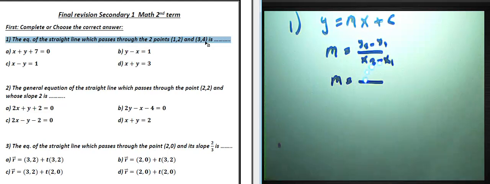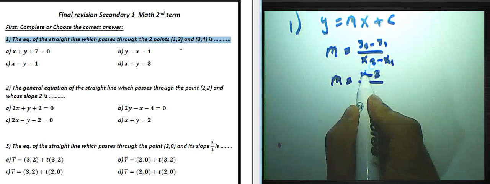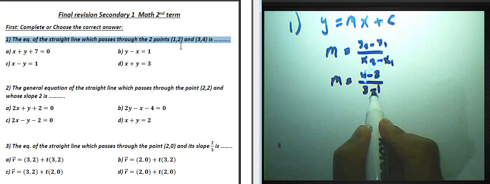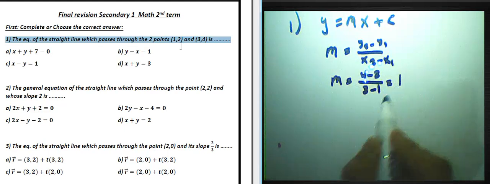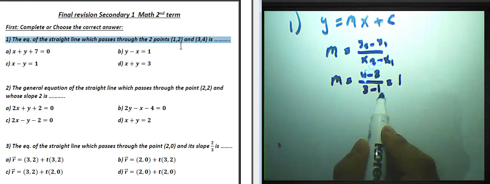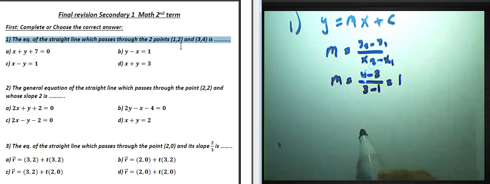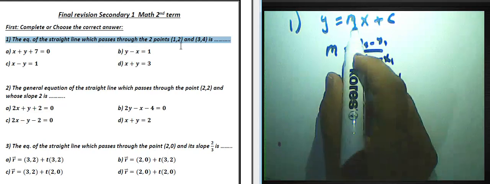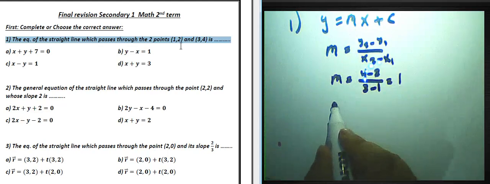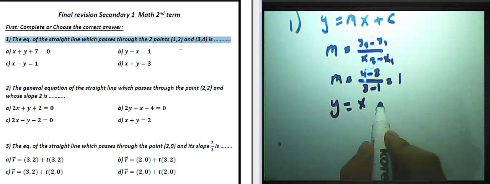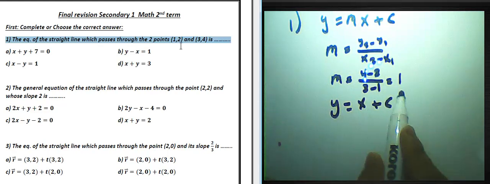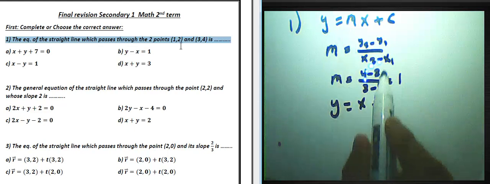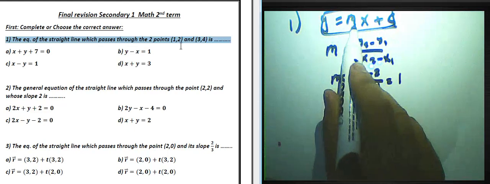Look here: 4 minus 2 over 3 minus 1. The result will be equal to 1. 2 in the numerator and 2 in the denominator, 2 divided by 2 equals 1. So the slope will be equal to 1, and then we can put 1 here in m. So y equals 1x plus c.